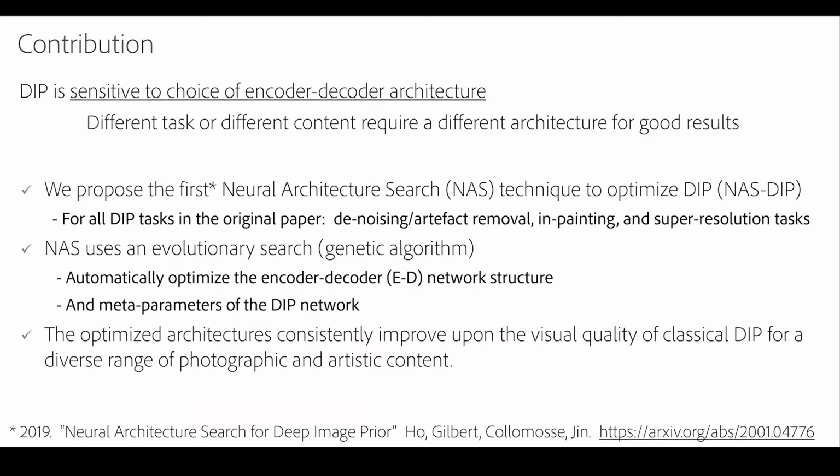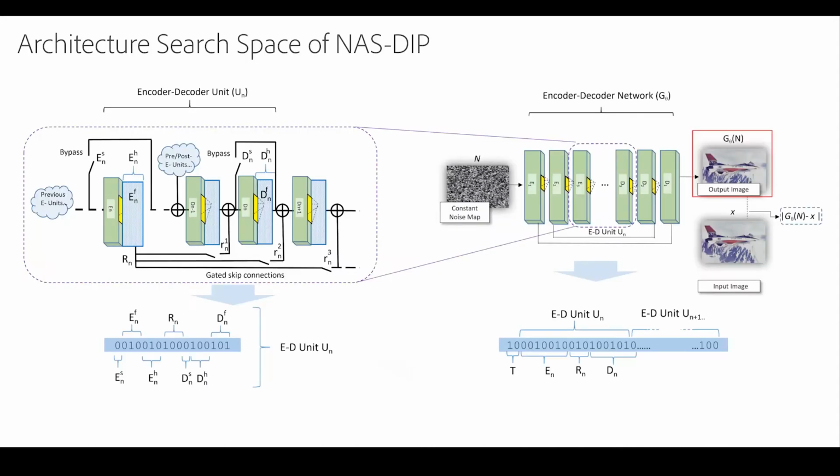But unfortunately, to get a high quality output from deep image prior on these tasks, it's necessary also to hand tune that encoder-decoder network architecture, not just for each task, but also it's content sensitive. You need to do it for each image that's being processed. And therefore, we present an automated method to find an optimal architecture for deep image prior given an image and task. So here we're showing the architecture space searched by our technique.